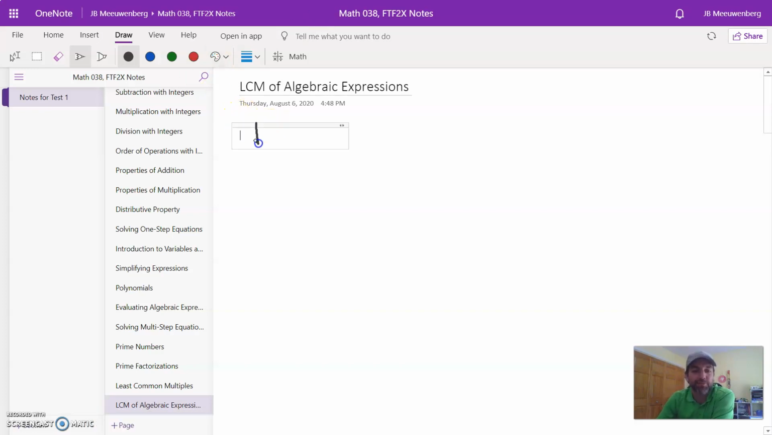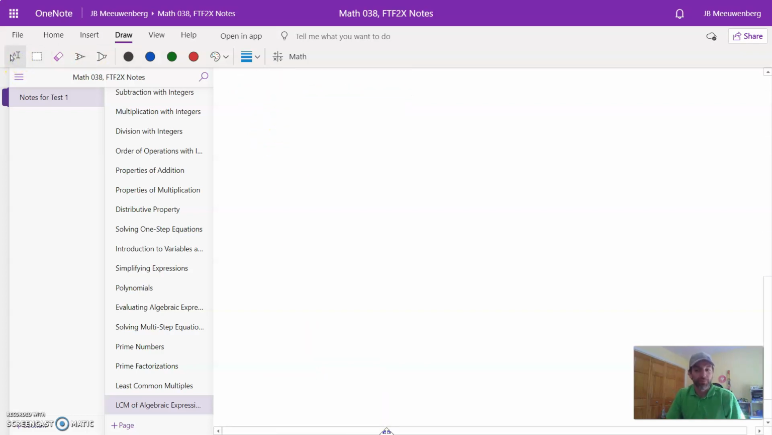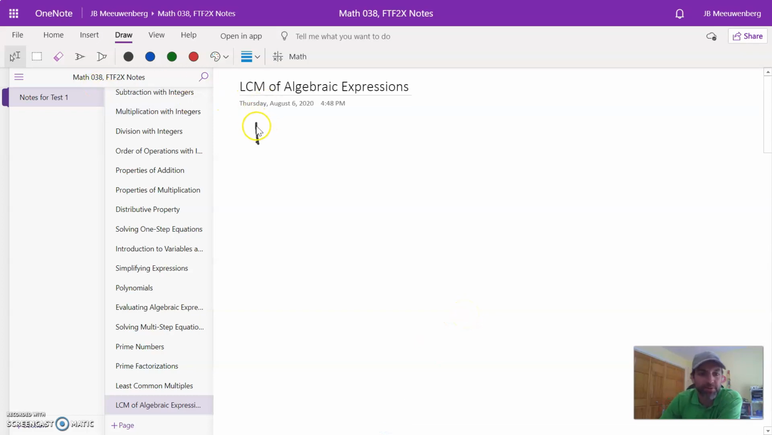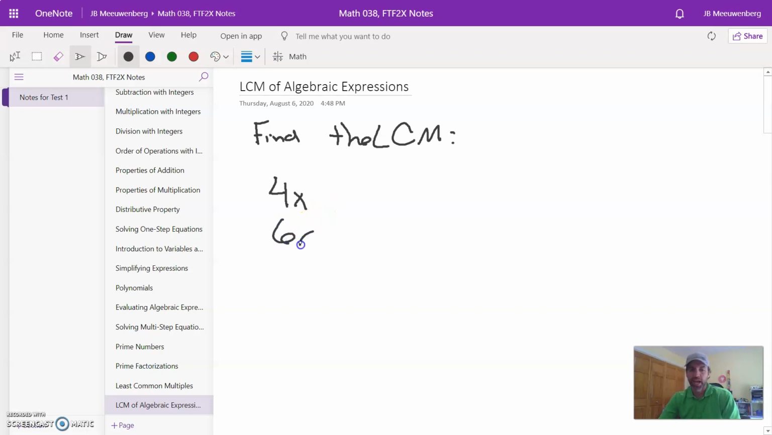So I'm going to ask you to, I shouldn't say only, it seems really hard, but what I think you're going to find is that the variables are actually the easy part. So we're going to find the LCM of these three terms: 4x, 6xy, and 8yz.